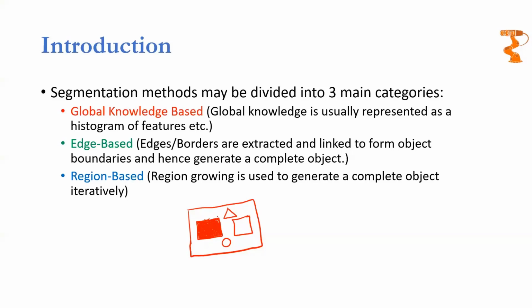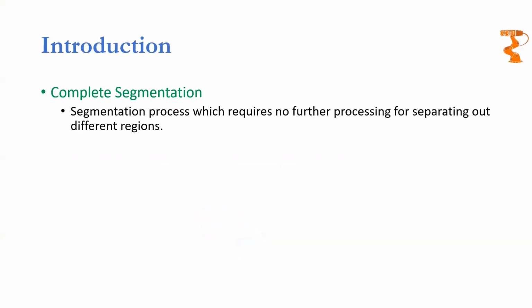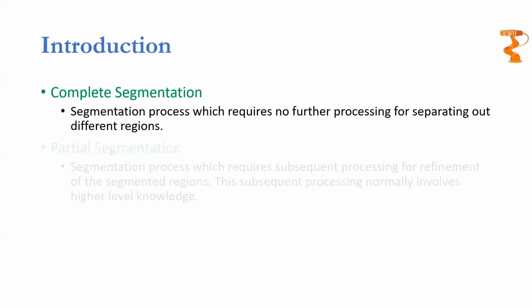But if you start from multiple points, you are going to find multiple objects. Okay, so now I'm going to start with global knowledge based segmentation techniques. All these three main categories can either produce complete segmentation or they can produce partial segmentations as well.